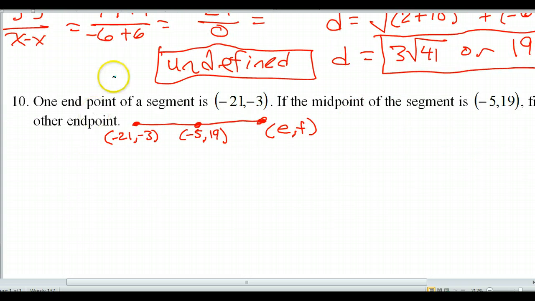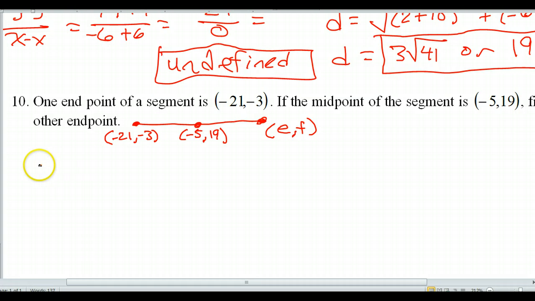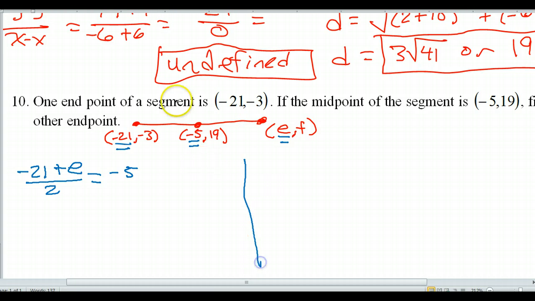So let's set up our formulas. First I'll do the x value equation. So I'm going to do the negative 21 and the negative 5 and the e. But of course I'm going to do negative 21 plus e divided by 2, and that should equal negative 5. It should always equal the midpoint one. Alright, so that's my x value equation.